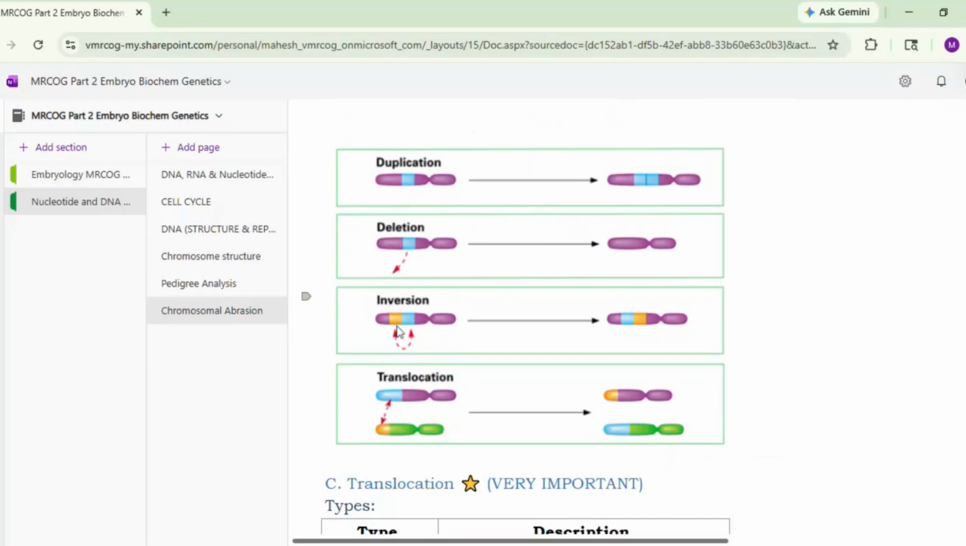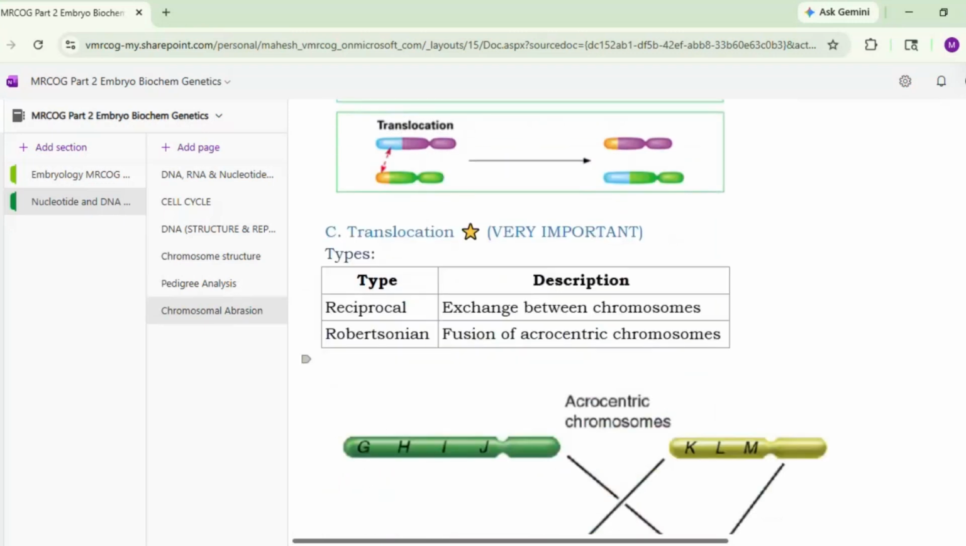Then inversion. If you see this particular part, which is shown yellow, and this blue, will have a change in its place. This is called inversion. Then next is translocation. What happens in translocation? Here, this particular part will get shifted here. So this happens between two non-homologous chromosomes, that is the translocation. This is also a mechanism which is seen in Down syndrome.